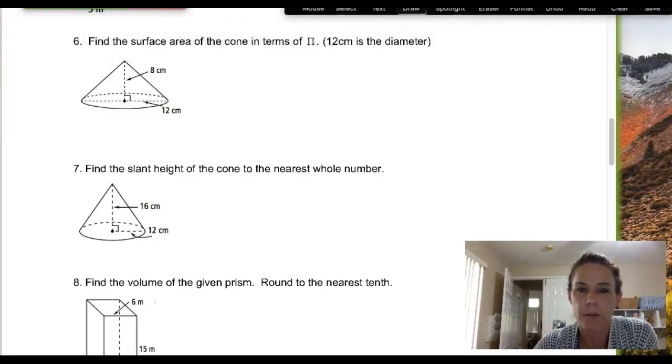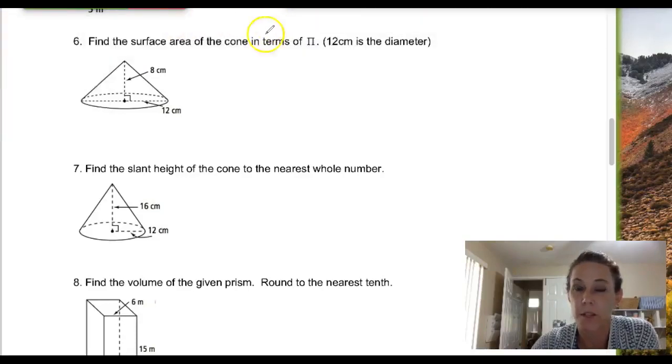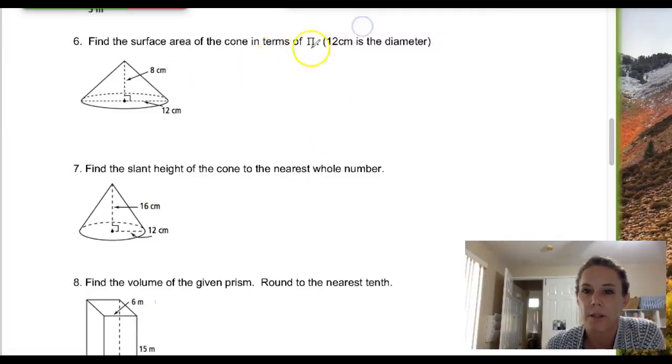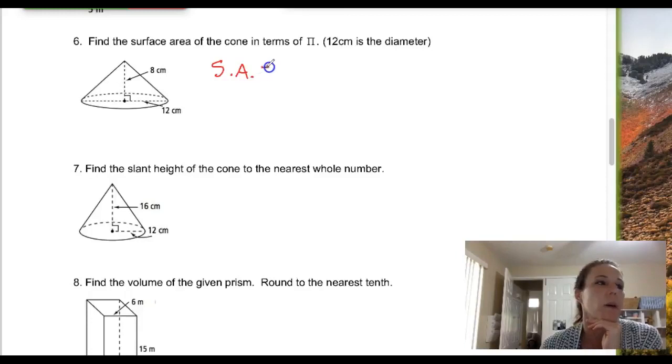All right, we're going to find number 6, the surface area of the cone in terms of pi. So if I want to look at the surface area, let's write the formula for the surface area of a cone down. I got a new writing tool. I fixed this. Surface area of a cone is going to be pi times the radius times the slant height.